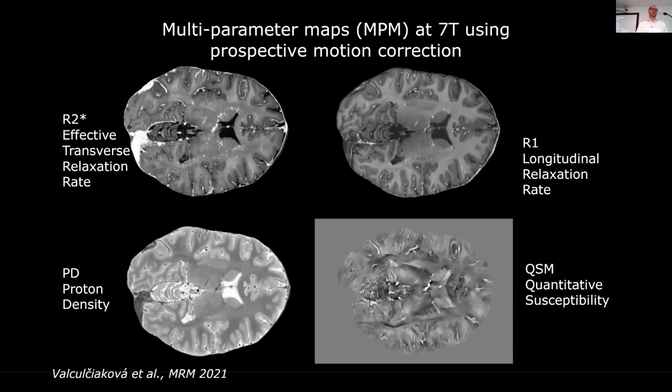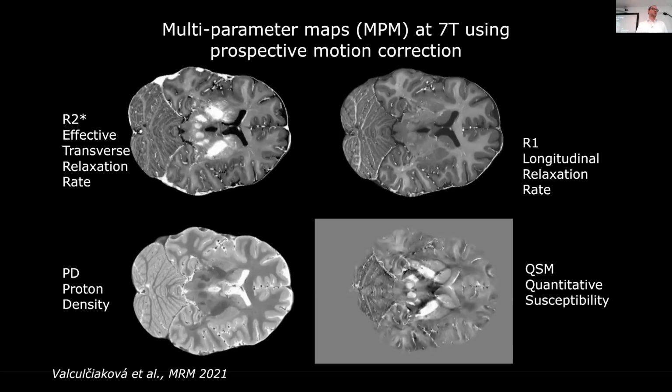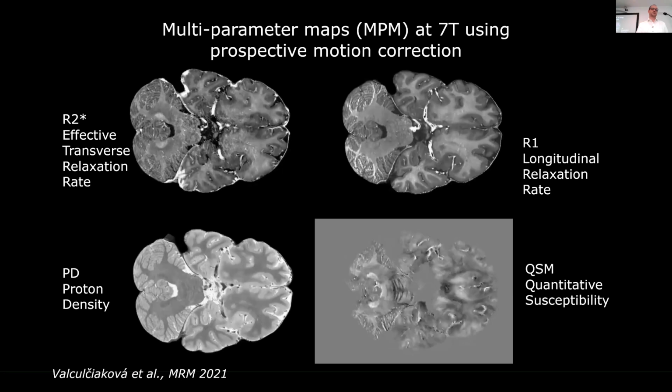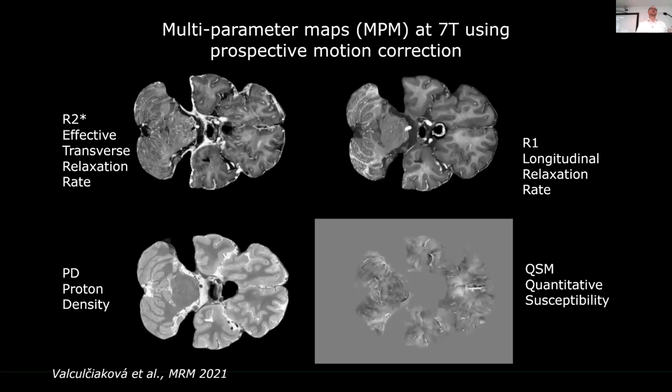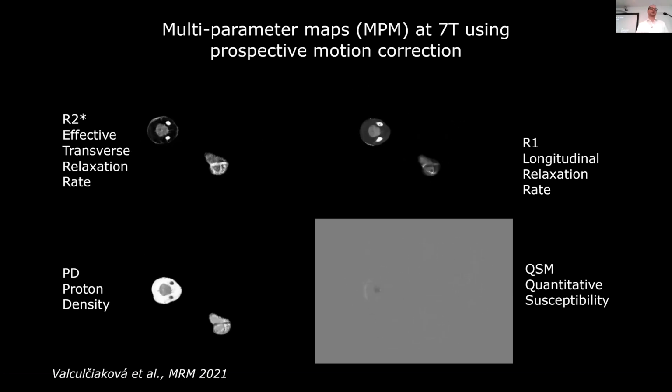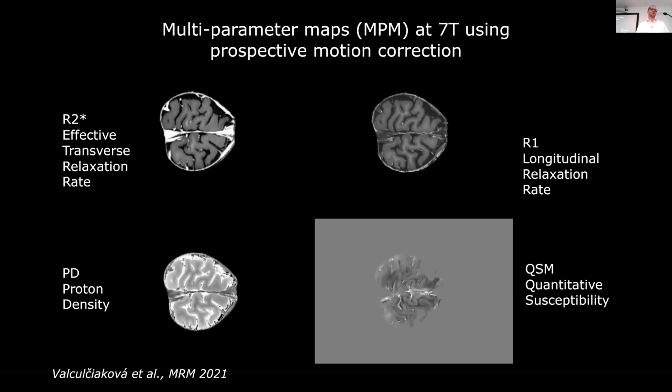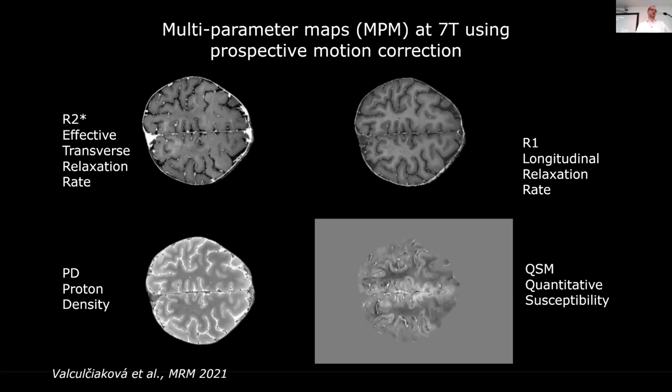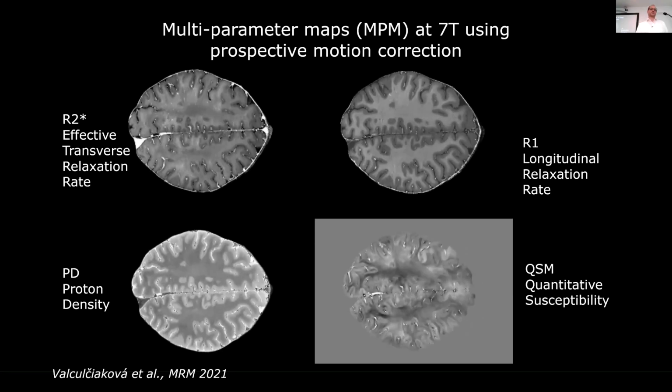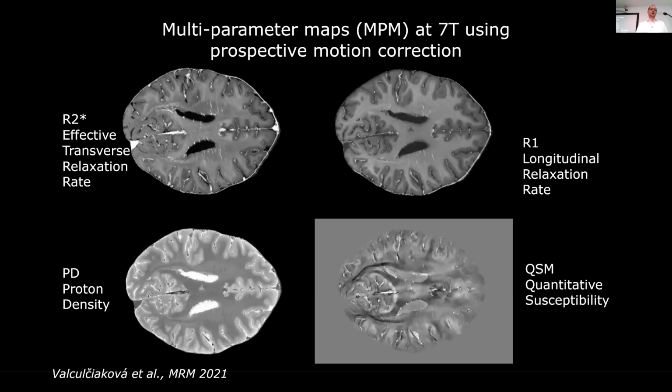You can hopefully already appreciate the detail you get there in terms of spatial information and resolution, but also in contrast and how complementary the contrast is. For example, when you look at R2*, which is iron sensitive, you see the basal brain areas quite well that are highly iron loaded.